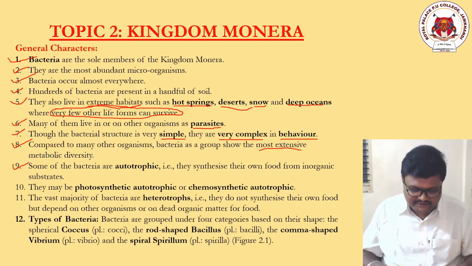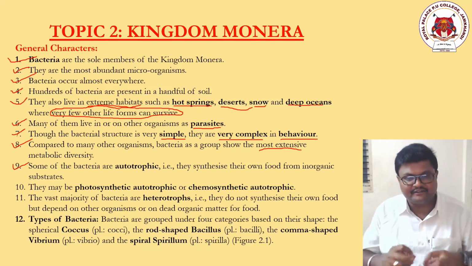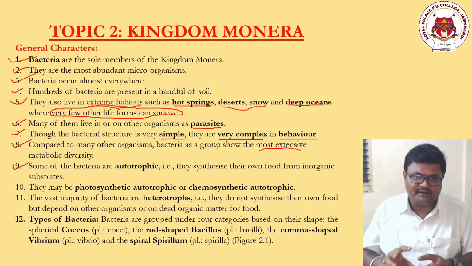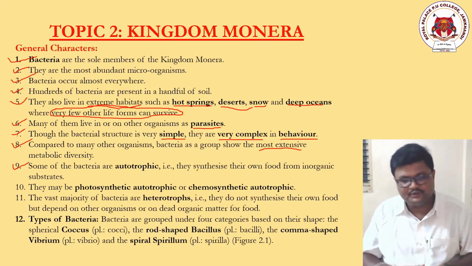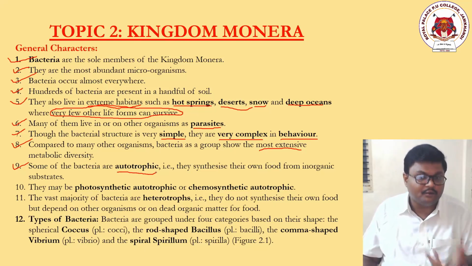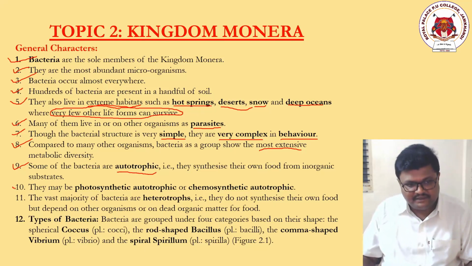I'm not saying that these are only parasitic, only pathogenic, or only heterotrophic. I'm saying that along with all these characteristics, since these are abundant and huge in number, even among the members of kingdom Monera some are autotrophic in nature, which means that they can prepare their own food. Not all, but some. So autotrophic means preparing their own food for their growth and development. Out of this autotrophic nature, some are photosynthetic autotrophic or chemosynthetic autotrophic.